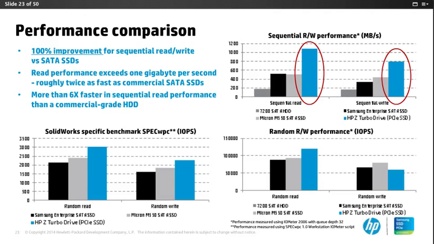The data on the right graphs are pure speed benchmarks. The graph in the lower left represents a real-world benchmark for SolidWorks, a SPECWPC benchmark. With this real-world benchmark, we see the performance improvements in random performance, yet not necessarily as dramatic as the sequential performance, which is what we would expect.